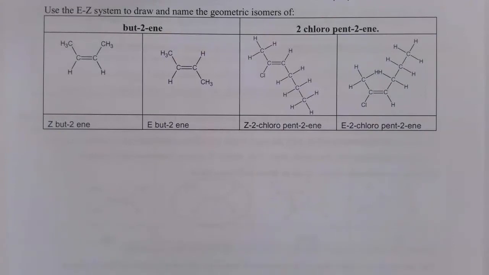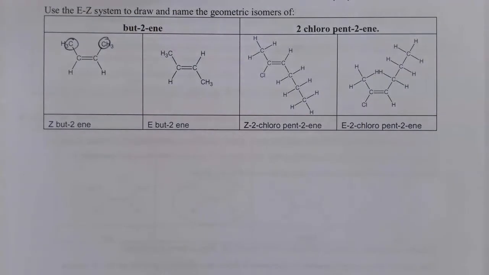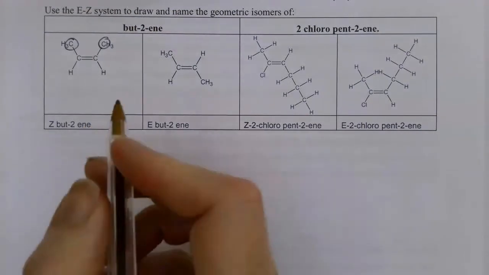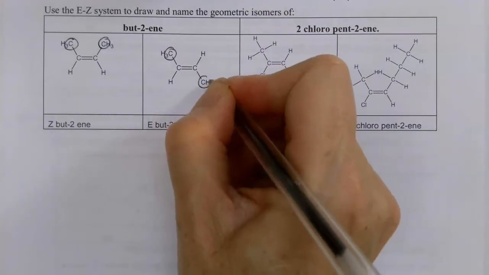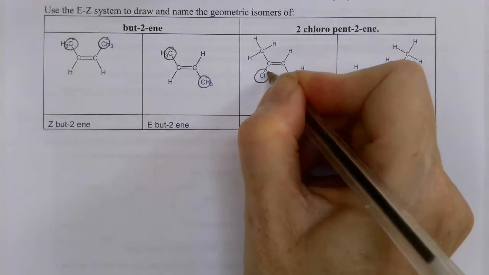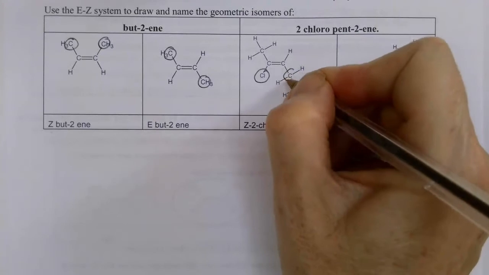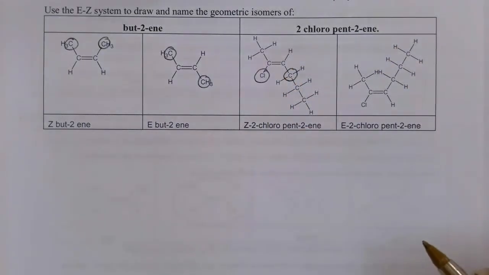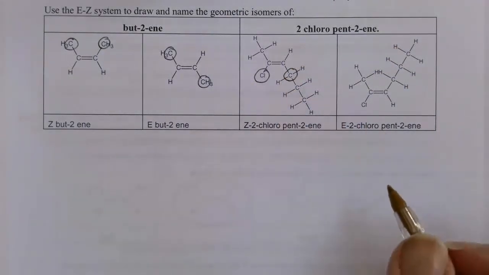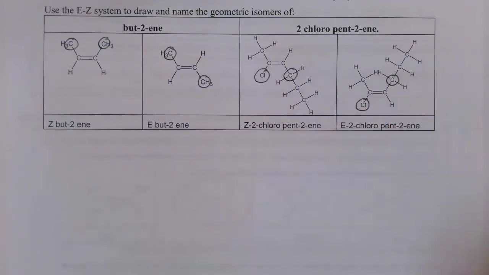A few more examples for you. Again, here I have the two highest priority on the same side. Get the Z version. Here they are on opposite sides. Again, in this case, my chloro is the highest priority because it's higher priority over carbon, and the carbon has the higher priority over the hydrogen. So this is again the Z version, and here we have the chloro and the carbon on opposite sides, therefore we've got the E version.